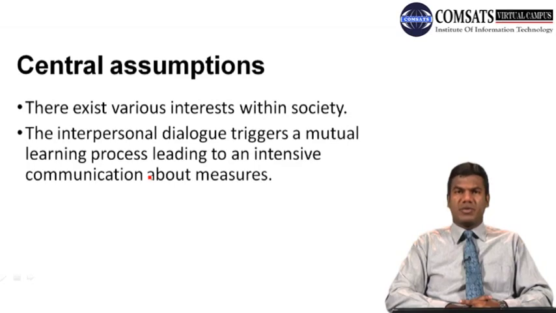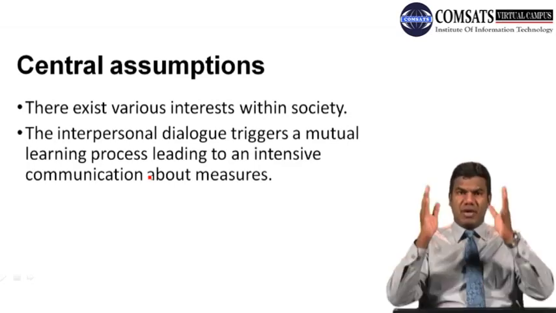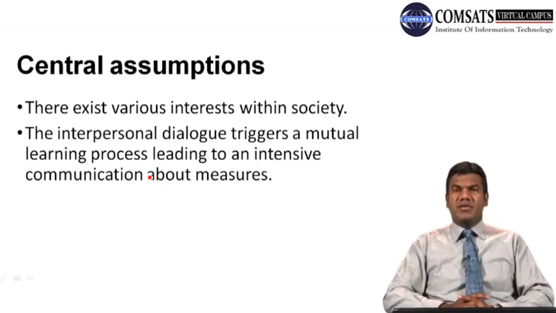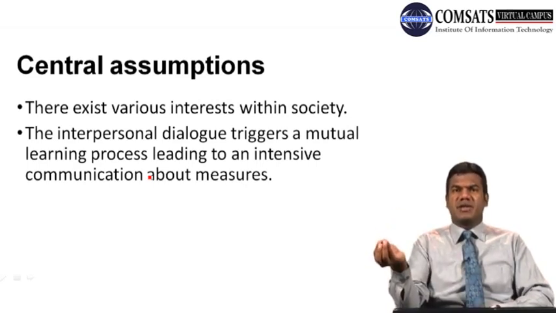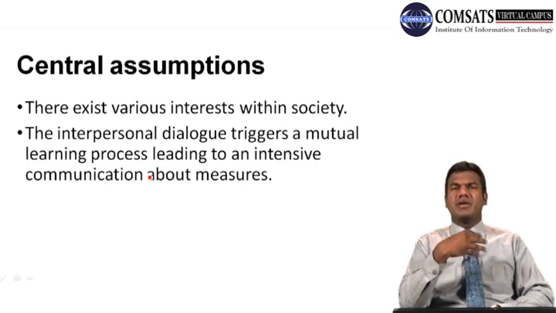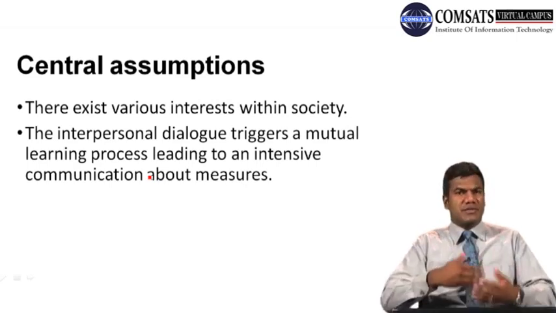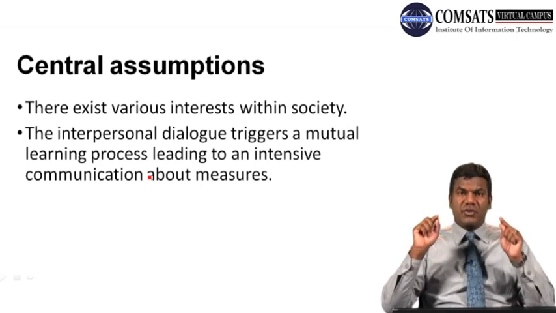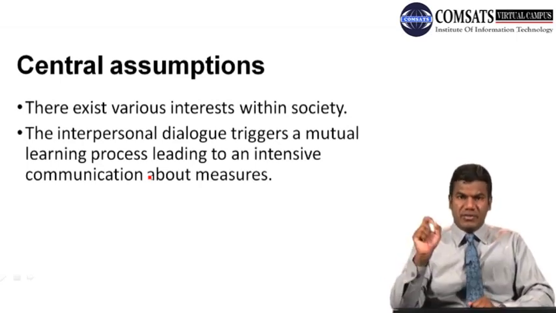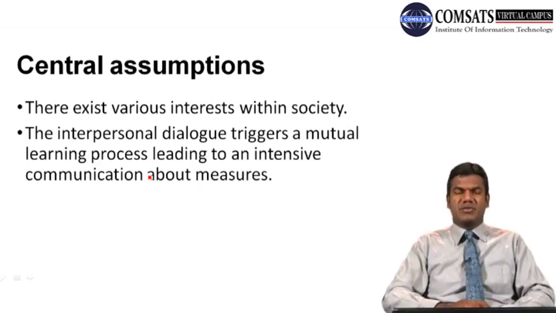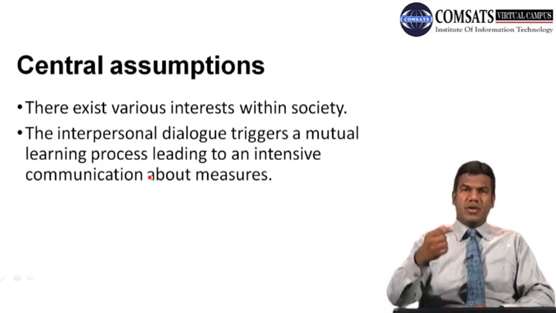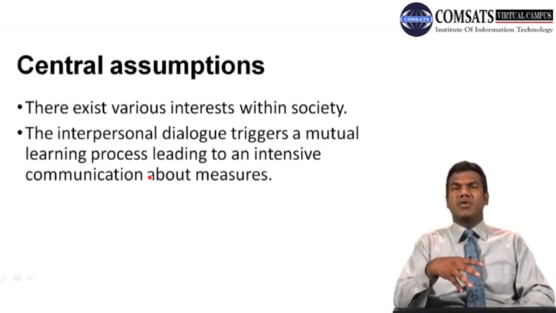Now, the way our lecture flows is कि सबसे पहले we always talk about the definition, then we talk about the central assumption. Okay, what is the main assumption in it? Central assumption हमारी क्या है, that there are various interests that exist within the society. मेरी priority और है, आपकी priority और है, there are different interests. So that is the main central assumption. The second one is कि जो communication, as we talked about, it talks about communicative rationality.